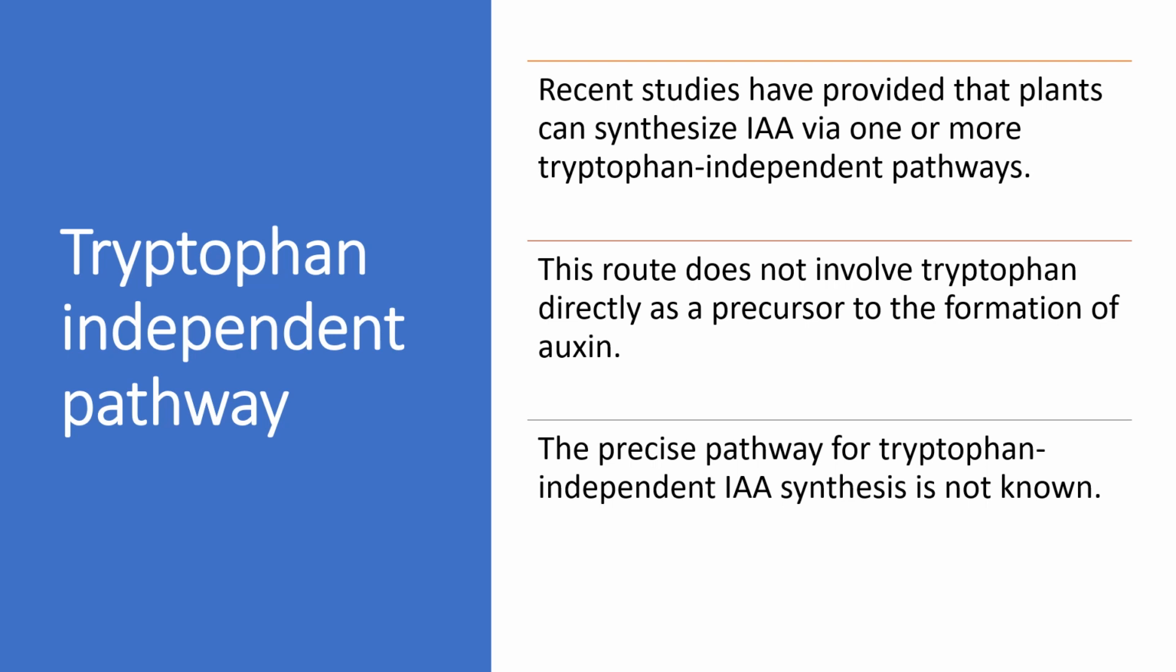So this route does not involve tryptophan directly, but as a precursor in the formation of auxin. Then a tryptophan-independent pathway of IAA synthesis starts with indole, which has been partially characterized in various plant species. However, the precise pathway for tryptophan-independent IAA synthesis is not known. Not much detailed study has been done on it, so this is a very short topic to be covered.